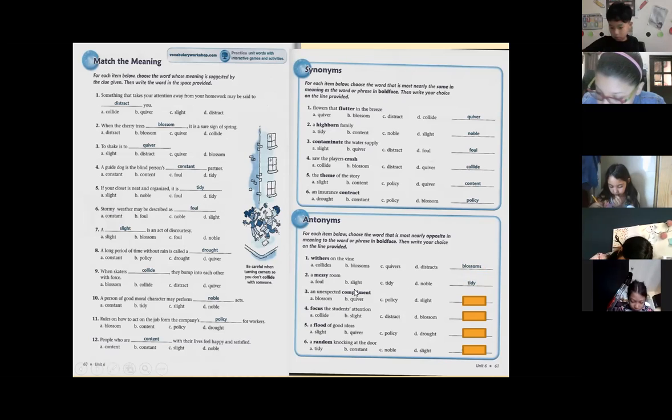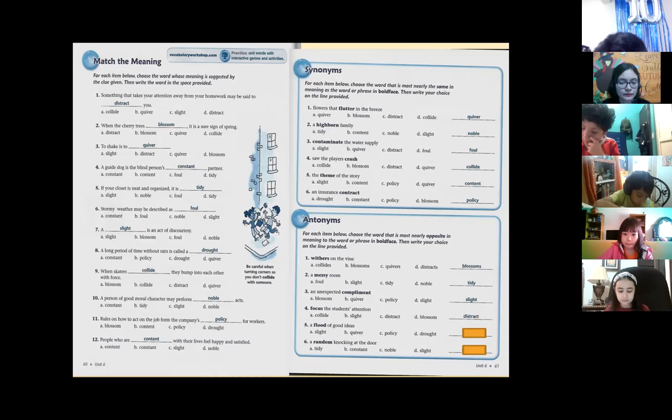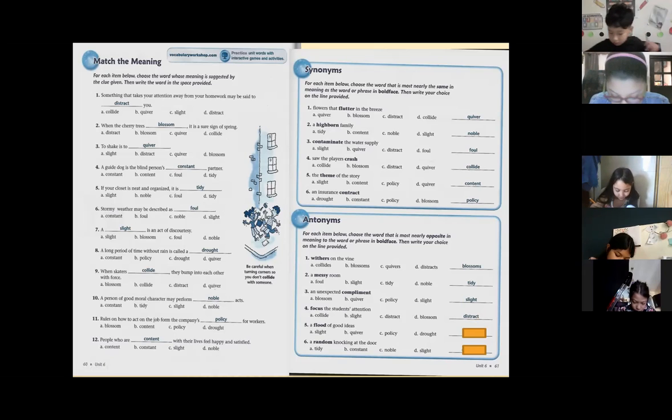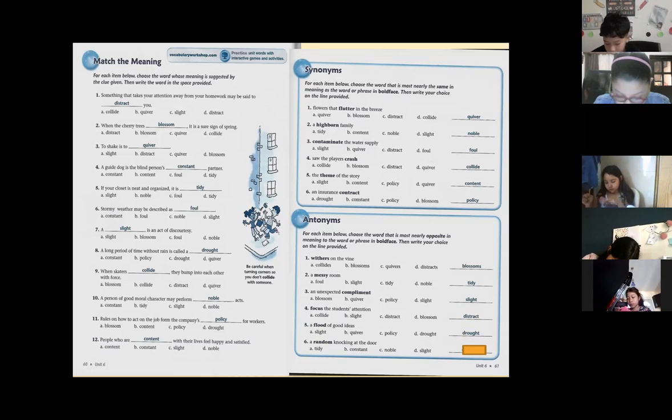An expected compliment. The antonym for compliment is slide. Focus the student's attention. Distract. Distract the student's attention. A flood of good ideas. Drought. Excellent, Marcelo. Why? Flood, remember, is a lot of water. The contrary of flood is no water. So it's drought, something that is dry. A random knocking at the door. Constant. Excellent. Constant.